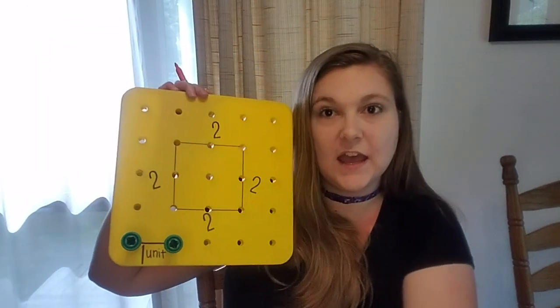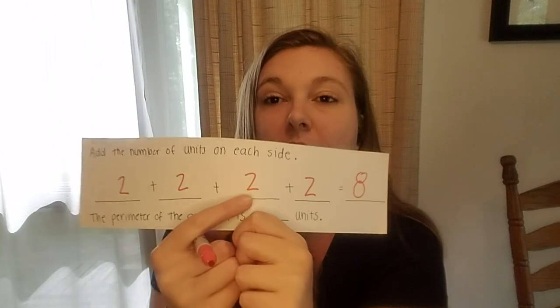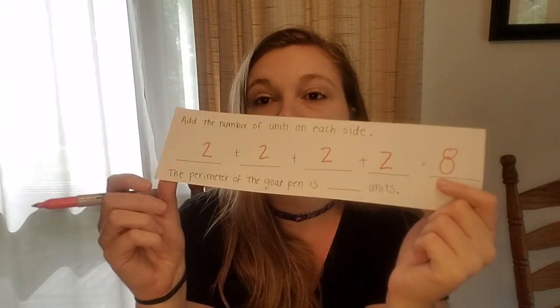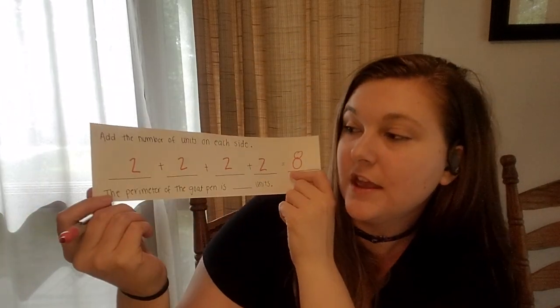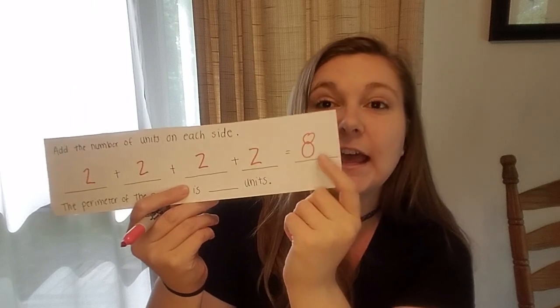So when we add those together to get our perimeter, it's going to look like this. 2 plus 2 plus 2 plus 2 equals 8. So the perimeter of the goat pen is 8 units.